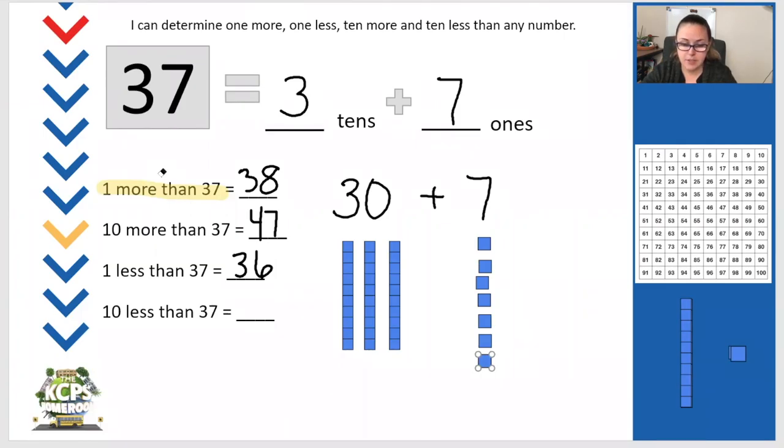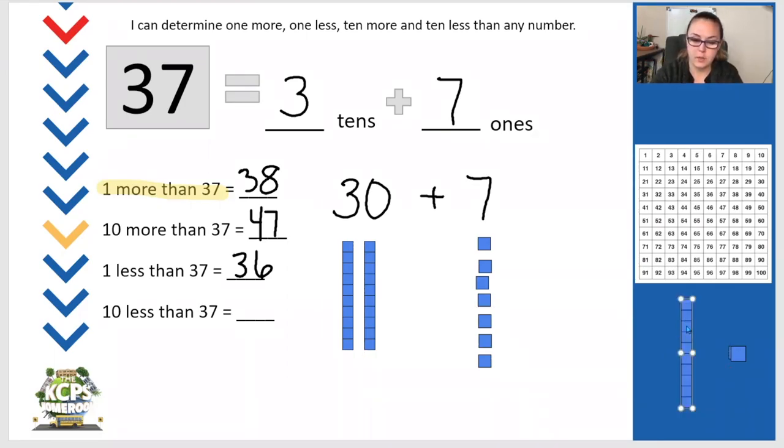Now we have to calculate 10 less than. So when we were calculating 1 less, we took 1 unit square away. Now we're calculating 10 less. So what are we going to take away? That's right. Let's take away 1 ten's rod, or 1 ten, because we know that 1 ten is equal to 10 ones.